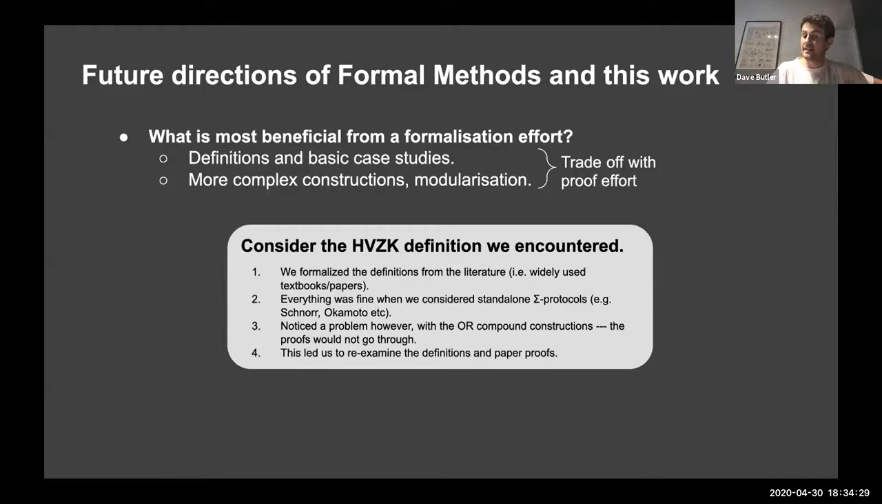But it was only when we considered this OR compound construction that we realized the proof went through. This led us to re-examine the paper definitions and the paper proofs and note, this is where we think the problem is. And we were able to trace back to find Cramer and then work out what was going on. So perhaps in this instance, if we'd only done point one here, this issue with the definition wouldn't have been caught. Maybe it would have, I don't know. But that gives you an idea of the trade-off that we're talking about here.